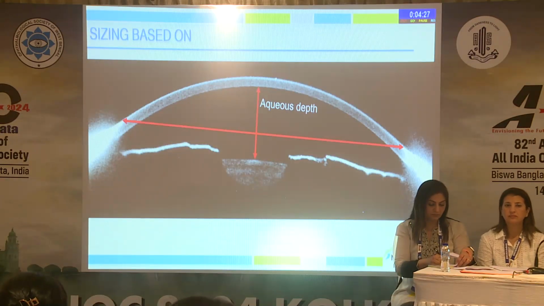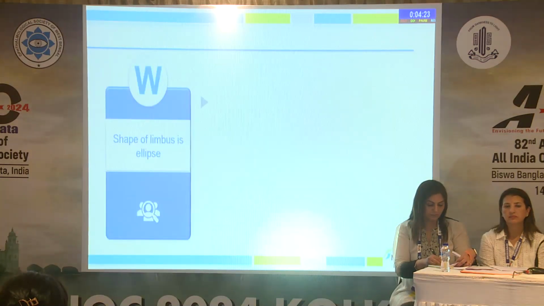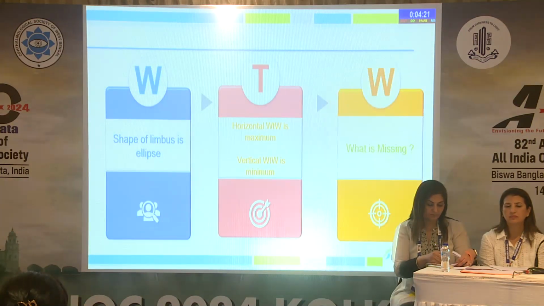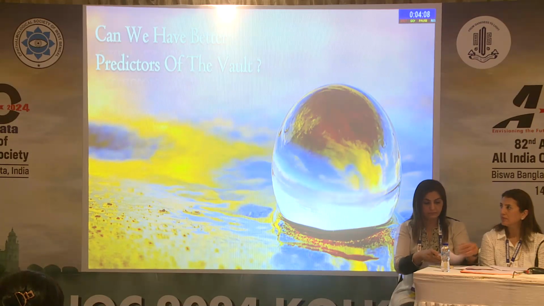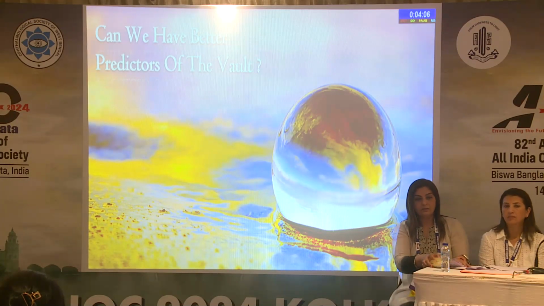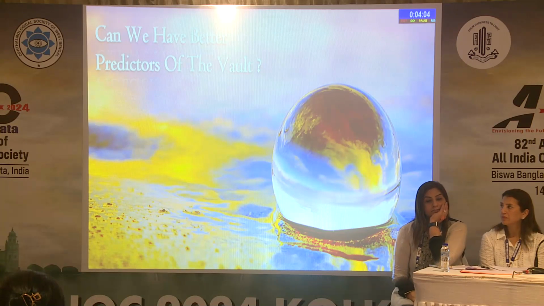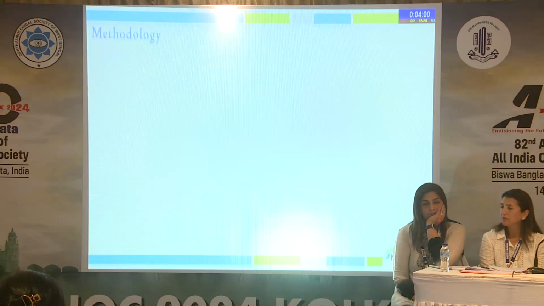This mainly happens because we rely only on the horizontal wide-to-wide, and we also make certain assumptions which we think are always true. That is, the shape of the limbus is always elliptical, horizontal wide-to-wide is always maximum, vertical wide-to-wide is always minimum. And this is where things go wrong. Now, the research question is, can we think of a new formula where we can predict these vaults before surgery itself so that we get the perfect sizing?